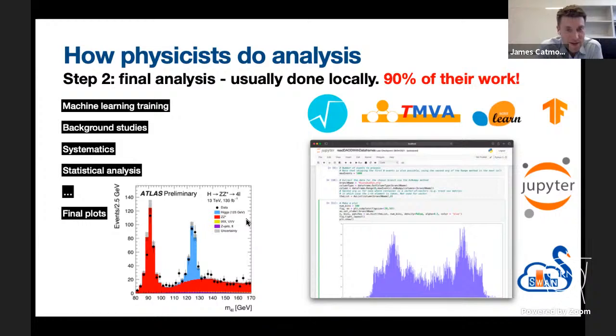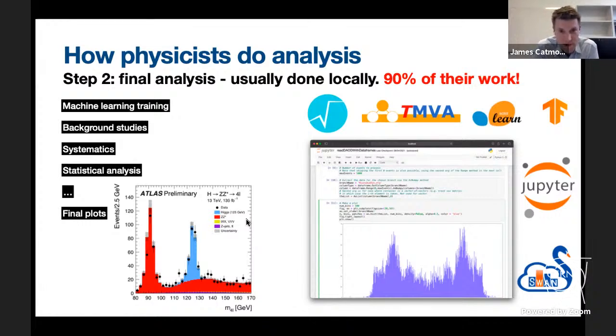And they're doing the kind of work involving things like machine learning training. They're studying the backgrounds to the processes that they're interested in. They're looking at the uncertainties of their data, systematic uncertainties. They're doing statistical analysis, many, many other tasks. And finally, they're making their plots, which are what go into the publications. And this is done using a very large number of tools.